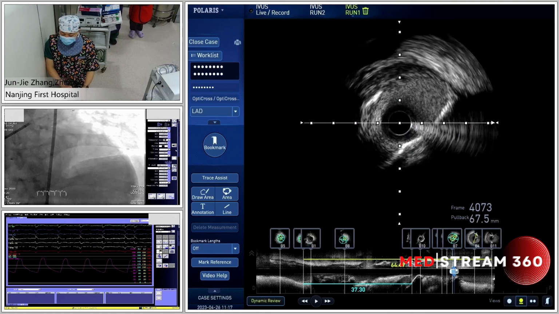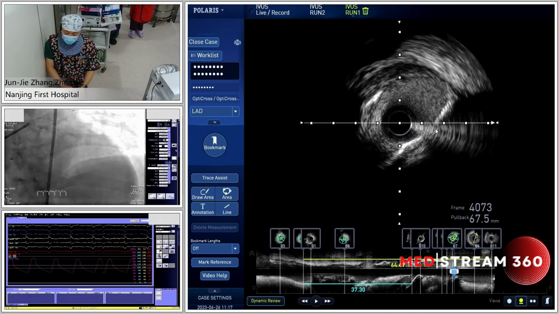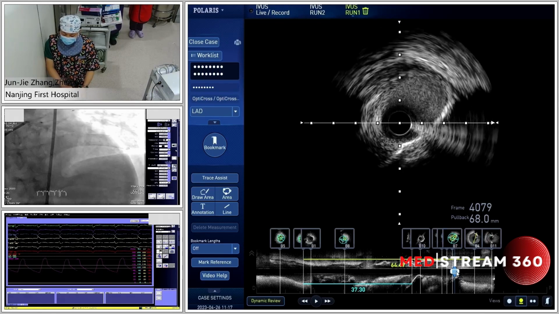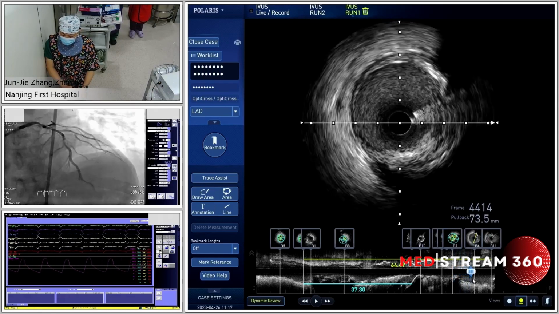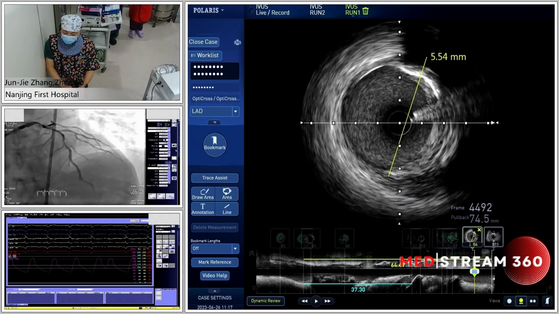And here we can see calcified plaque, but the calcification angle is about 180 degrees. Then go and pull back, this is the body left main. And here the body left main vessel diameter is about 5.5 millimeters.